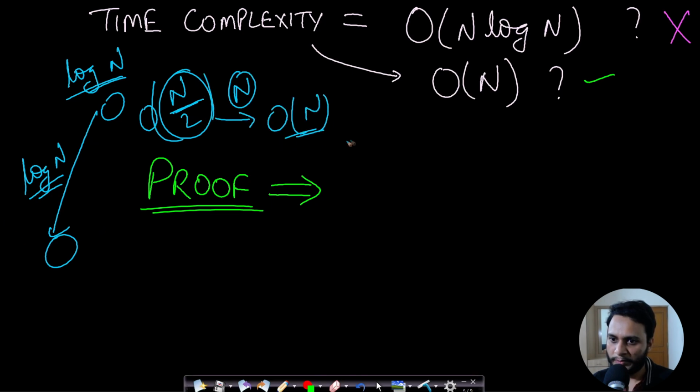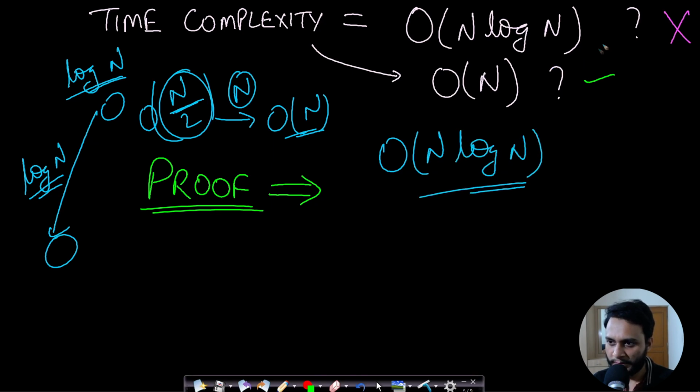Therefore, the total time complexity will be order of n log n. This seems pretty logical, right? But this is not the case here. The actual time complexity is just order of n. So just for understanding how it is coming order of n, we will look at the proof.